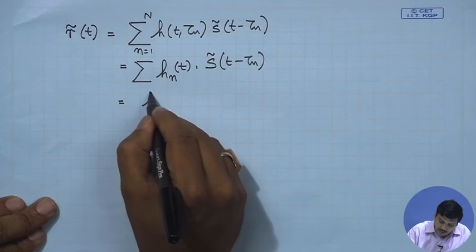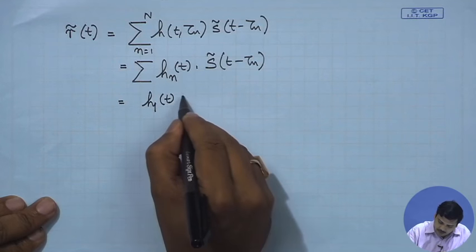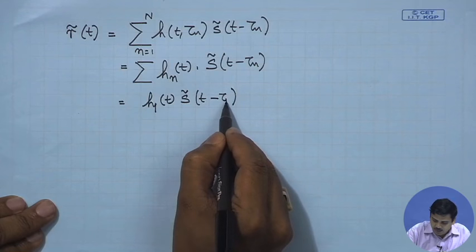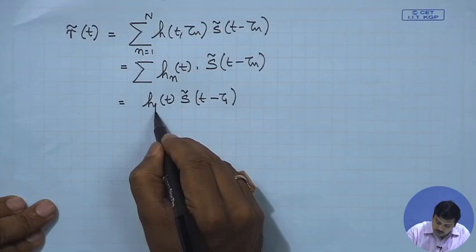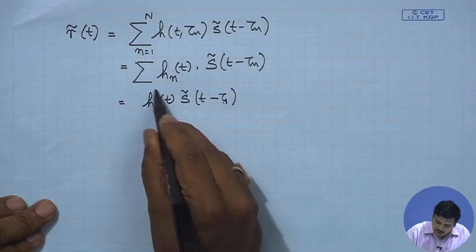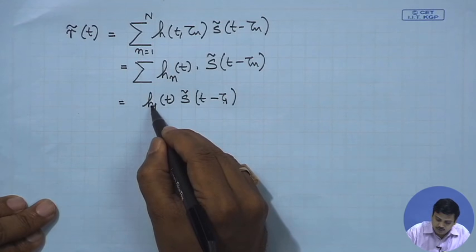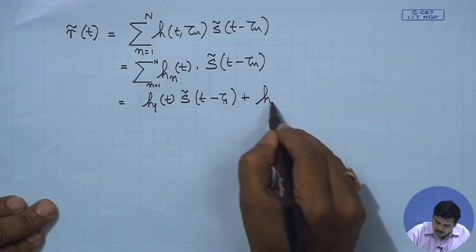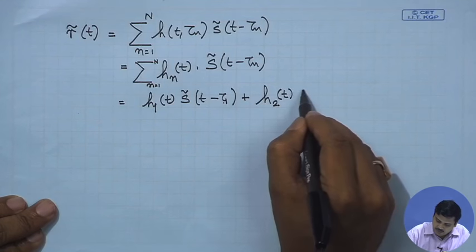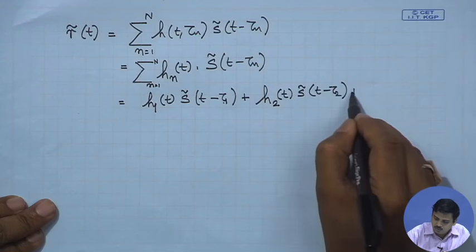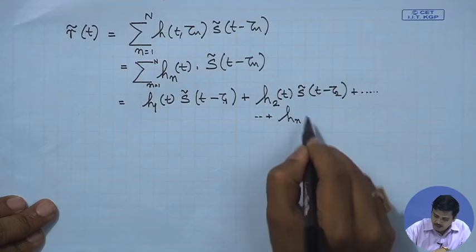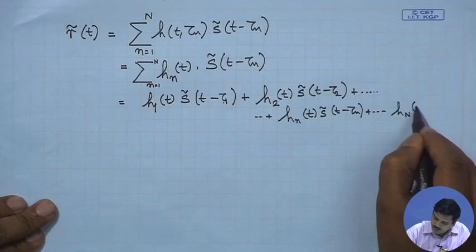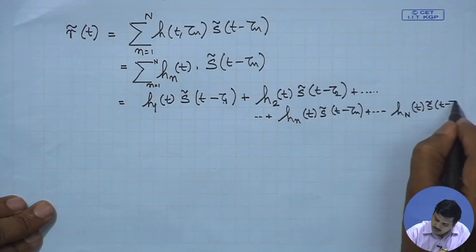If we expand this, we could write this as h 1 of t multiplied by s tilde t minus tau 1. That means the signal which started tau 1 units of time before the current time has come through the first path, which has a delay of tau 1, and there is a coefficient h 1 which includes the amplitude and the phase change associated with the first path, plus h 2, the coefficient associated with the second path, times s tilde t minus tau 2, and so on, the generic term being h n of t s tilde t minus tau n, up to h capital N of t s tilde t minus tau capital N.